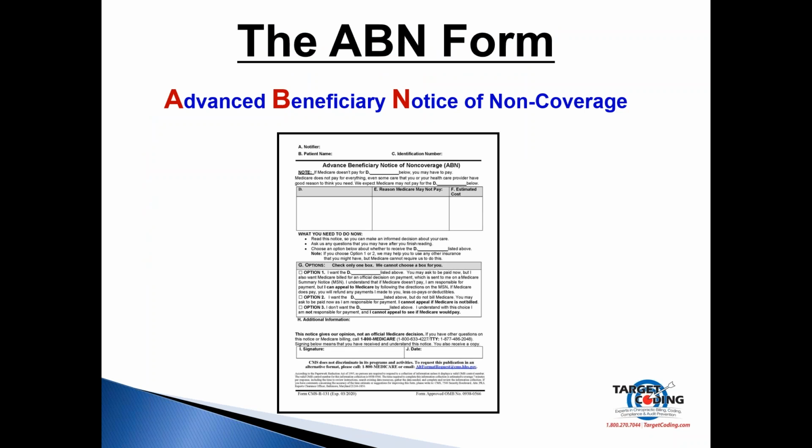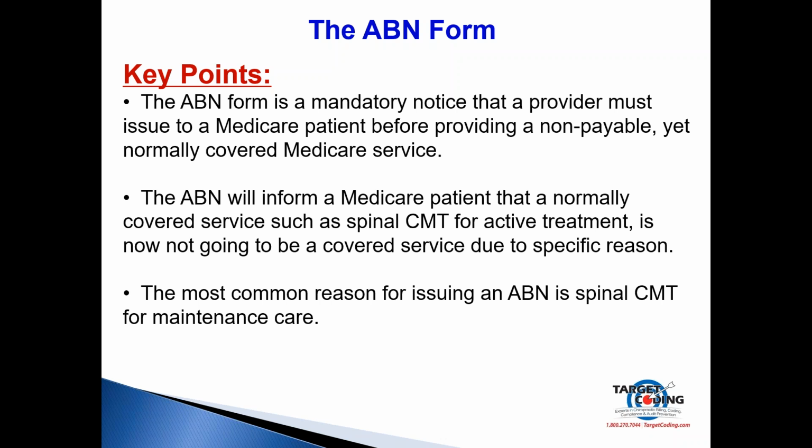Okay, let's begin. The ABN form, by the way, ABN stands for Advance Beneficiary Notice of Non-Coverage. That's the formal name of this form. Let's go over some of the key points. The ABN form is mandatory when you are about to perform a service on a Medicare patient that is normally paid and now it's not going to get paid for some reason. So the ABN form is a form that the provider must issue to a Medicare patient before providing a non-payable yet normally covered service. That's the key right there. Spinal manipulation is normally covered. So that's the most important item to remember when it comes to the ABN form.